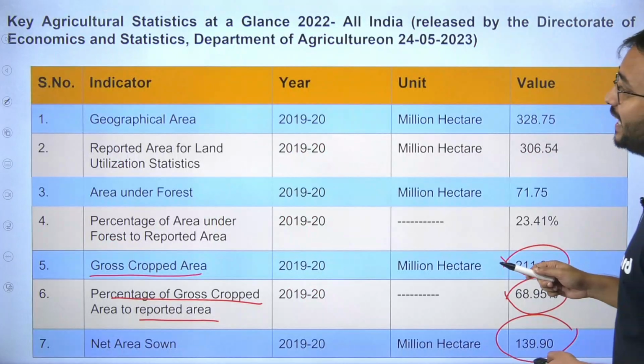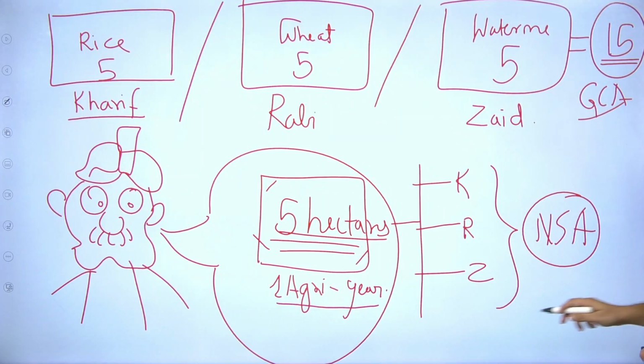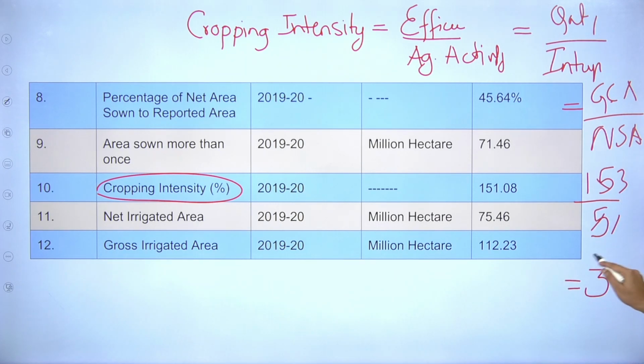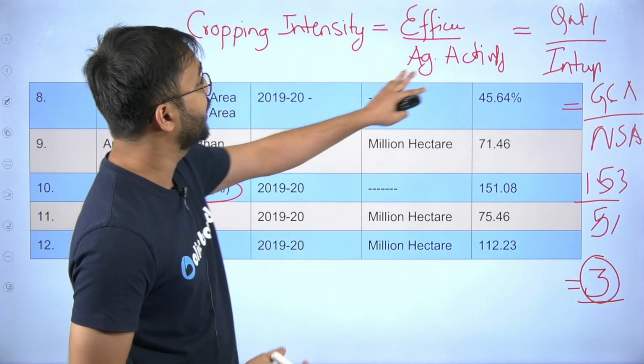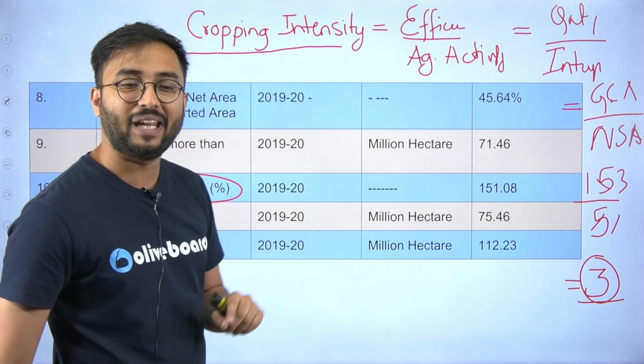Considering our previous example, our gross cropped area was 15 and our net sown area was 5 hectares. So it is 15 upon 5, which gives us 3, since 5 threes are 15. So 3 becomes our total efficiency, or the total number of your output upon input, which you get through the term called cropping intensity.